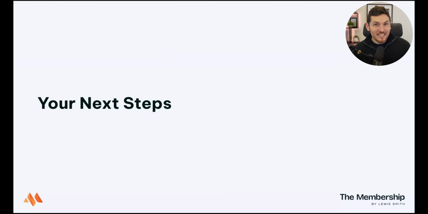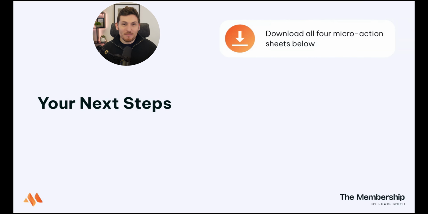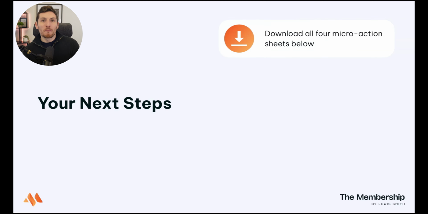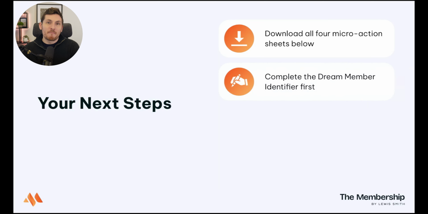And so, as promised, here are your exact next steps to maintain your momentum. First thing you need to do: below this video, download all 4 micro action sheets that are linked below. If you're watching this video on YouTube, then you can click below to join our free community and access all of these linked below the module inside our free community. Start with your Dream Member Identifier worksheet, because this is the one that then sets the foundation for everything else that's to come.